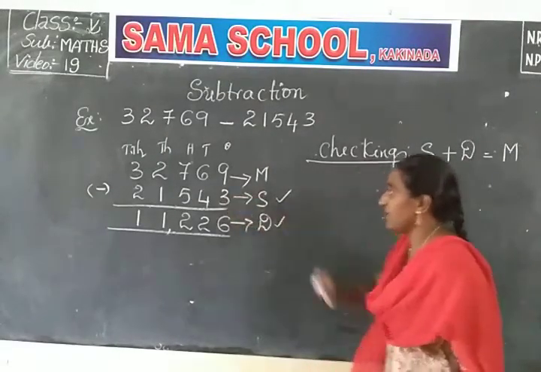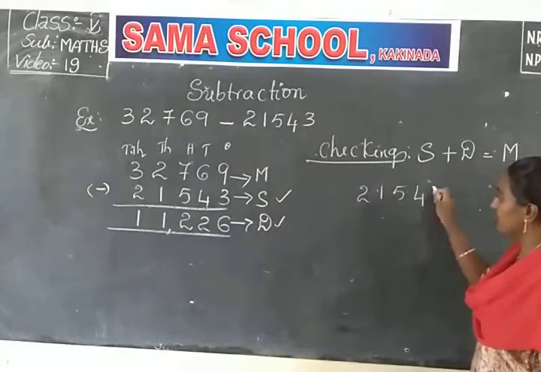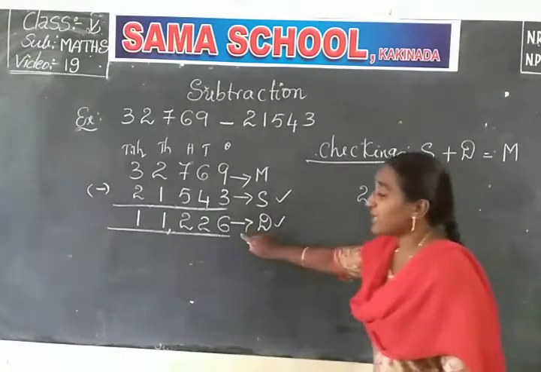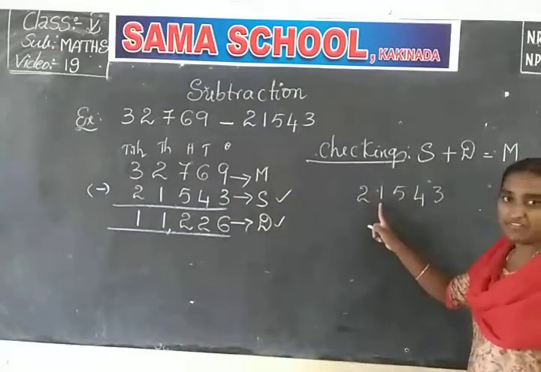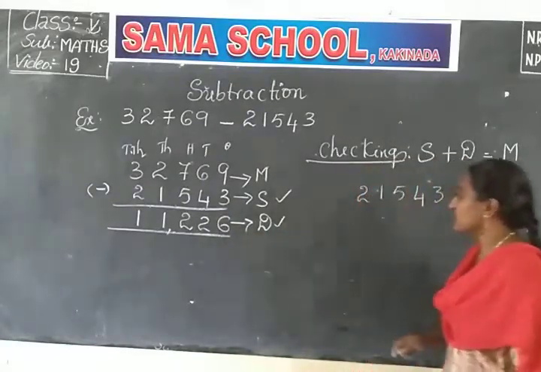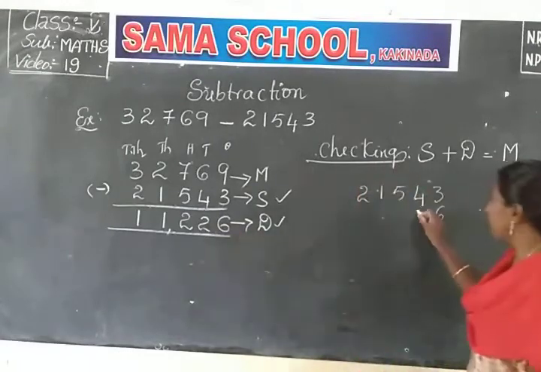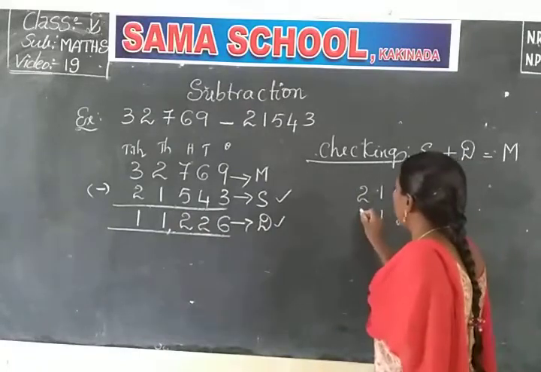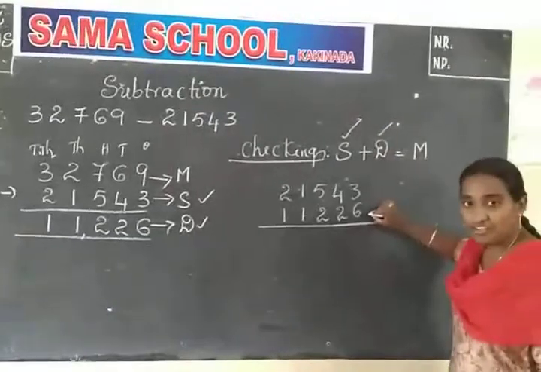What is the subtrahend here? 21,543. This is the subtrahend. Okay? We have to take the subtrahend first and then the difference. What is the difference here? 11,226. This is the difference. We have to take the subtrahend first and then the difference.